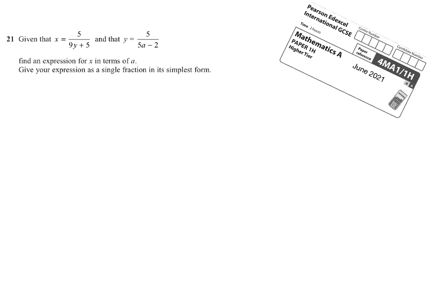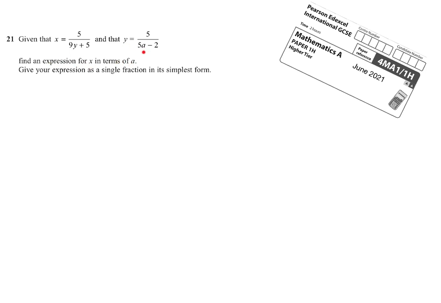At first glance, this looks like a very difficult substitution question. But if you actually look for the clues as you work through, there are a couple of shortcuts you can take, and I think this question works out pretty nicely. What we've got here, we've got two expressions, one for x, one for y, and they want to find an expression for x in terms of a.